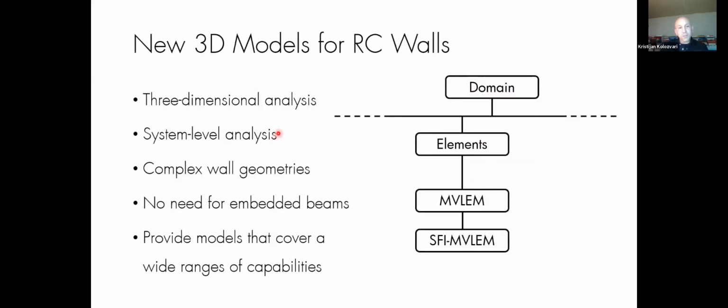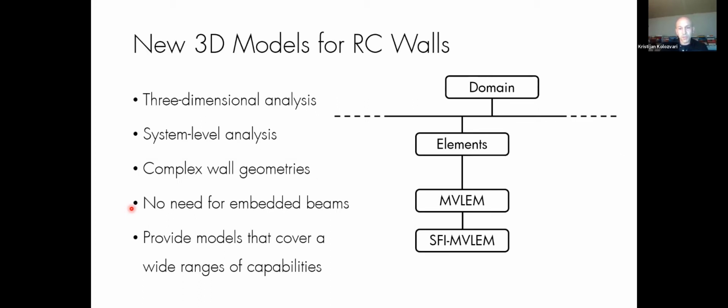The objective here was to build on our previous work and to allow three-dimensional analysis, to allow system-level analysis so we can connect walls to other elements in the building, and to also enable modeling complex wall geometries and cross-sections. With the 2D models, you can really only model a planar wall, and here we wanted to do C-shaped walls, U-shaped walls, allow multi-directional loading, and provide a variety of different modeling approaches as well.